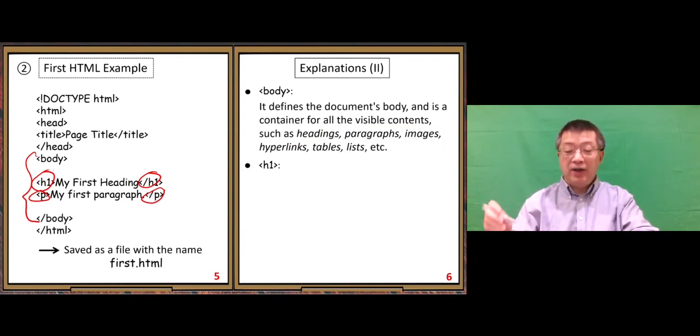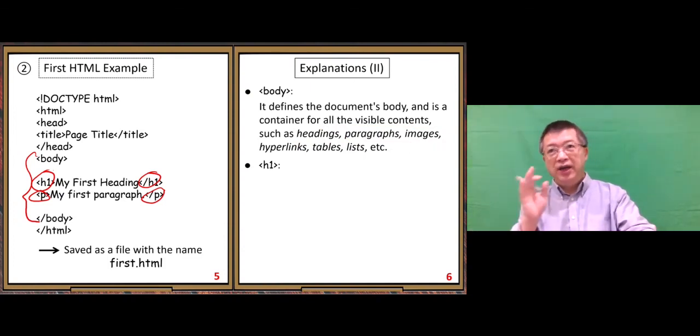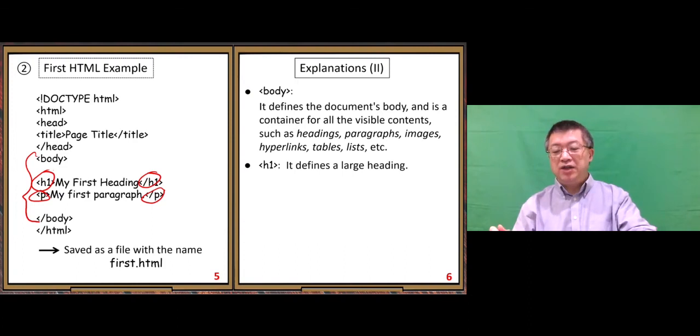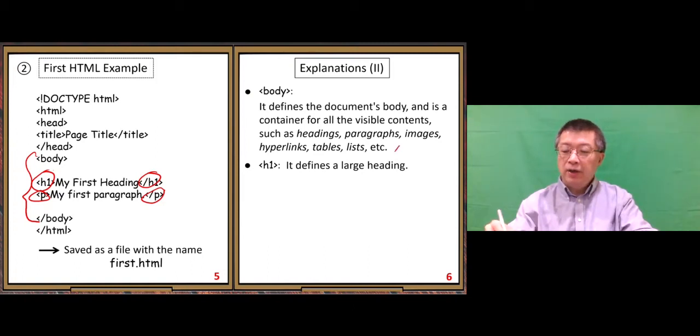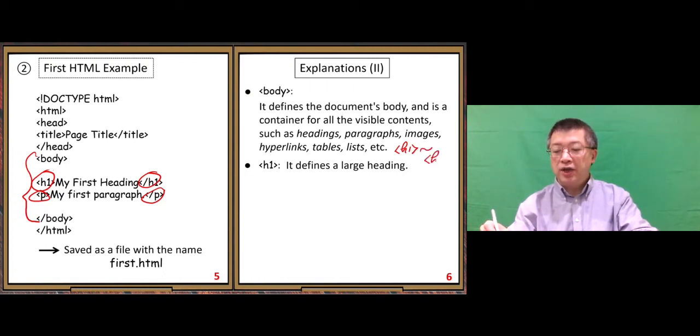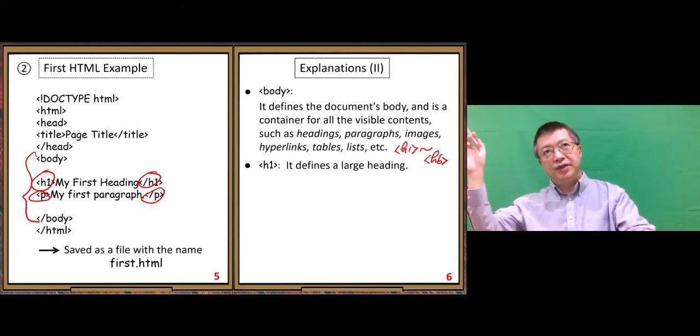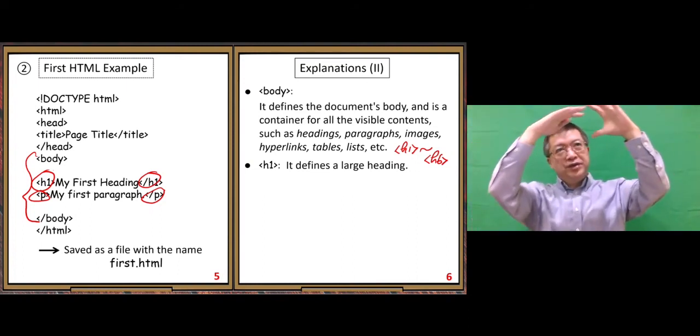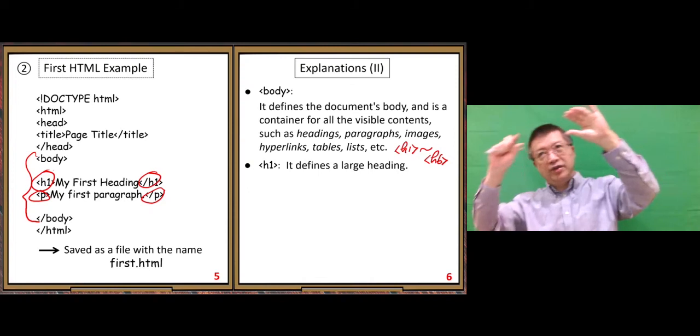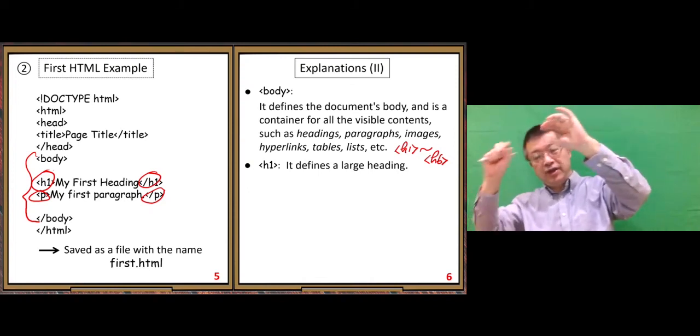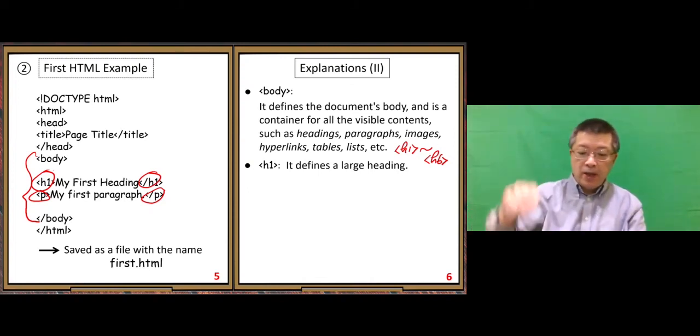All right. The H1 heading part. We just talked about headings. So H1 defines a larger heading. Actually, it's the largest heading. For the headings, the largest is H1 and the smallest is H6. H1, 2, 3, 4, 5, 6. So the size reduces from H1 to H6.